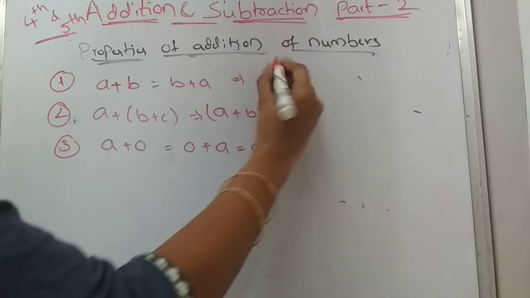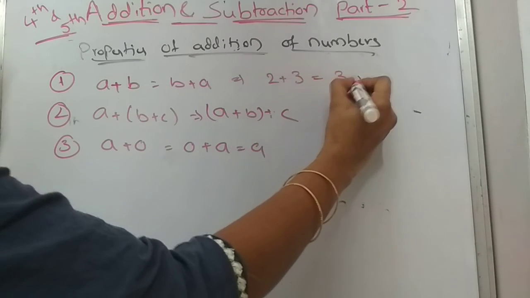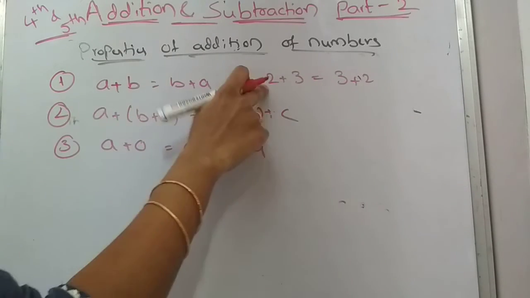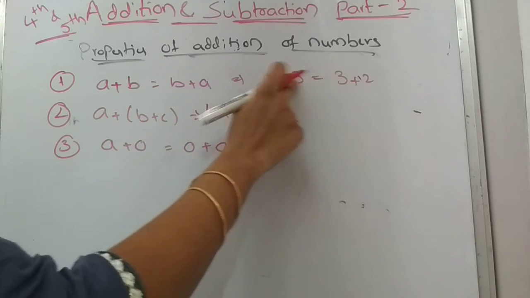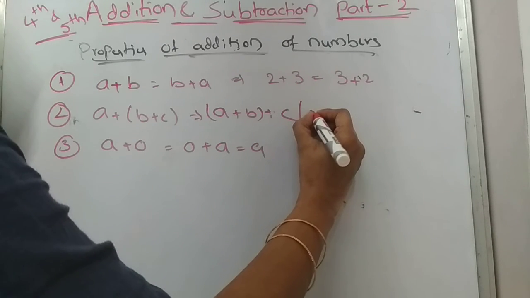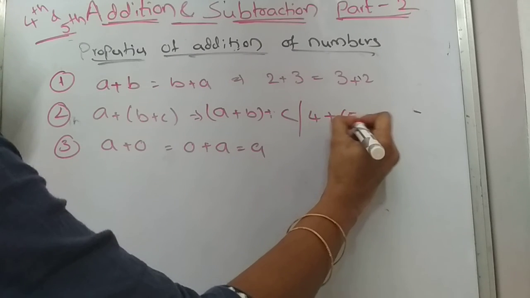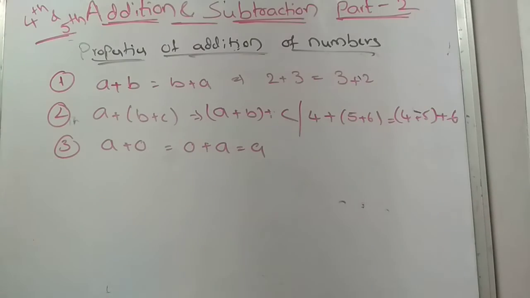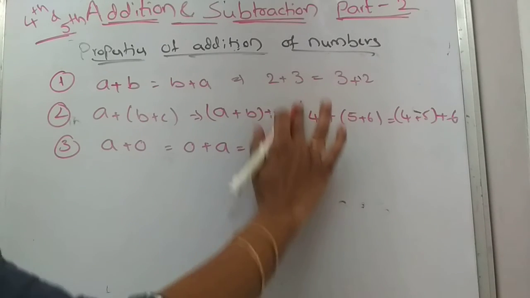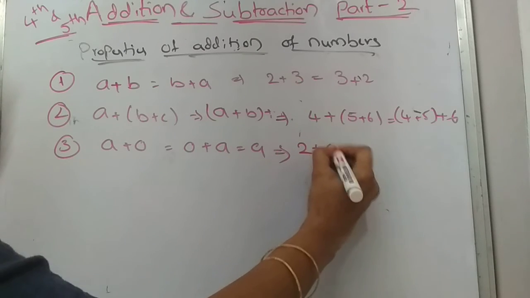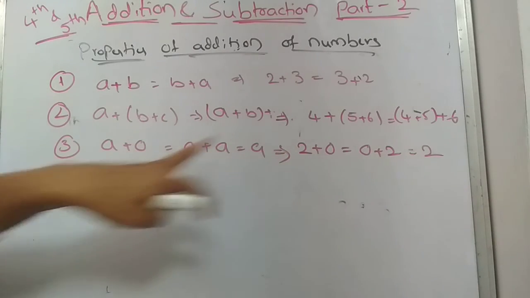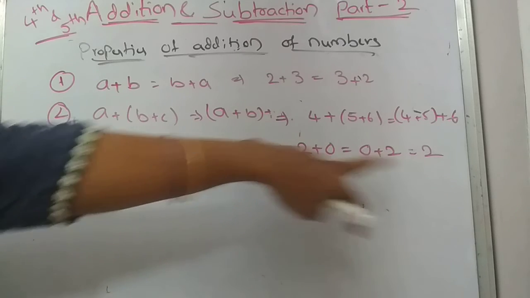Now clear, right? For example, 2 plus 3 equals 3 plus 2. A value is 2, B value is 3. Second, if I take 4, 5, 6, then 4 plus 5 plus 6 equals 4 plus 5 plus 6. Third, 2 plus 0 equals 0 plus 2. Equal means the same value will come. A value is 2 here. If you add any number to 0, the same value will come.